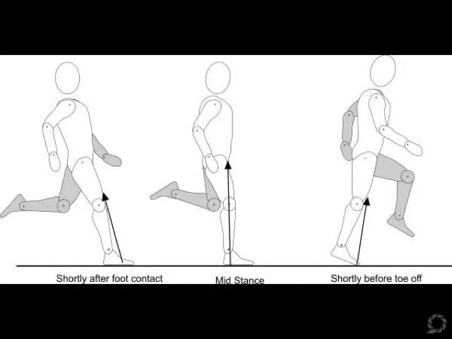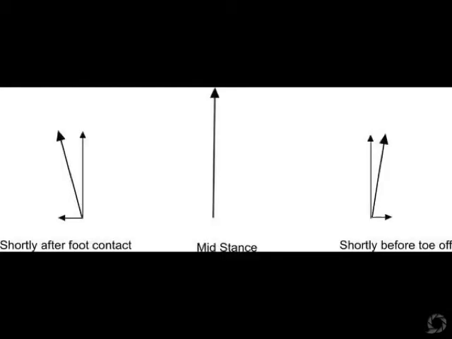So in position 1, the first position shown on the left, the force actually acts slightly backwards as well as upwards on the runner. At the mid-stance position, the force is acting vertically upwards, and then towards the end of the stance phase, towards what's called toe off, then the force starts to act in a forwards and upwards direction.